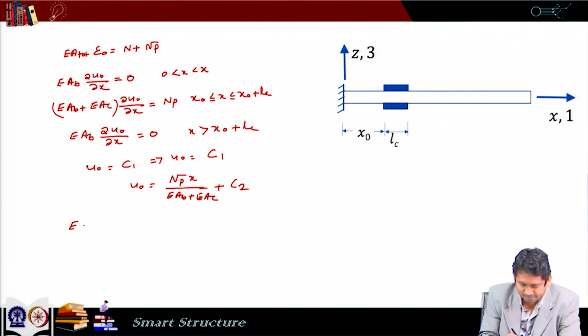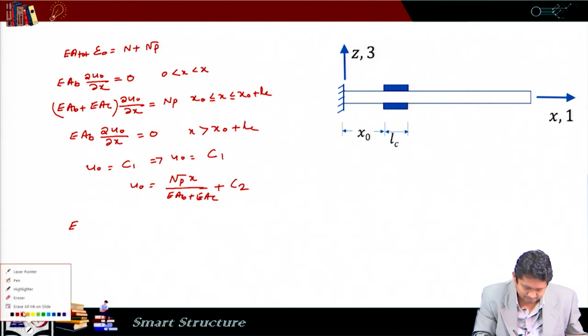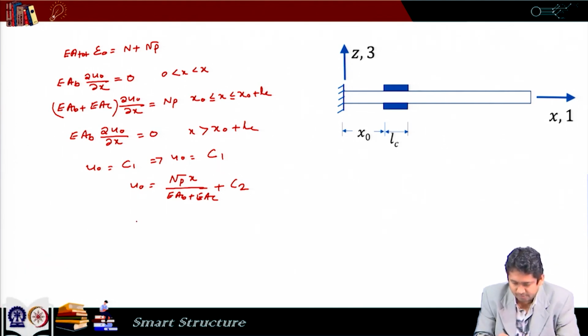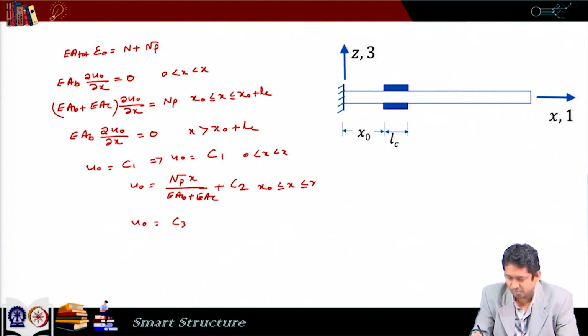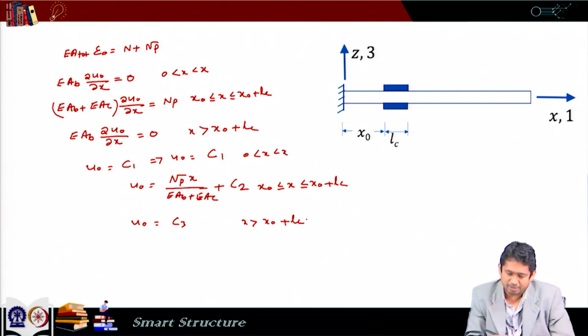And then we have again for the last case U0 is equal to C3. So, this is when we have x between 0 and x0, this is when we have x between x0 and x0 plus LC, and this is when we have x beyond x0 plus LC.